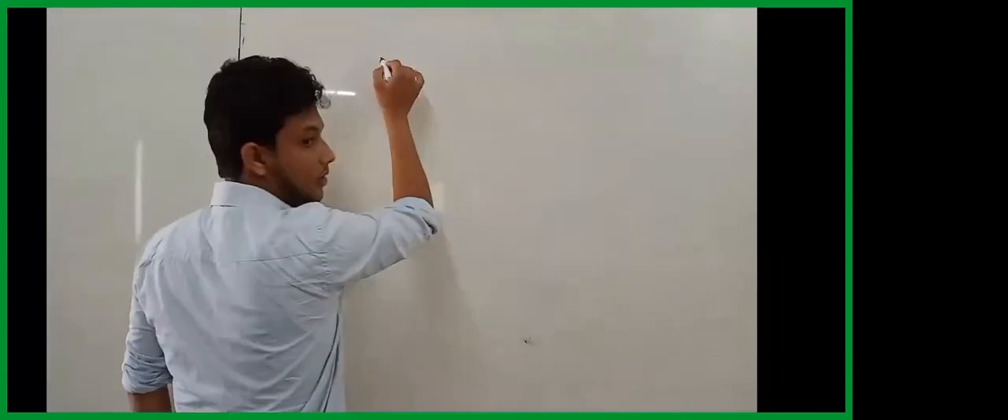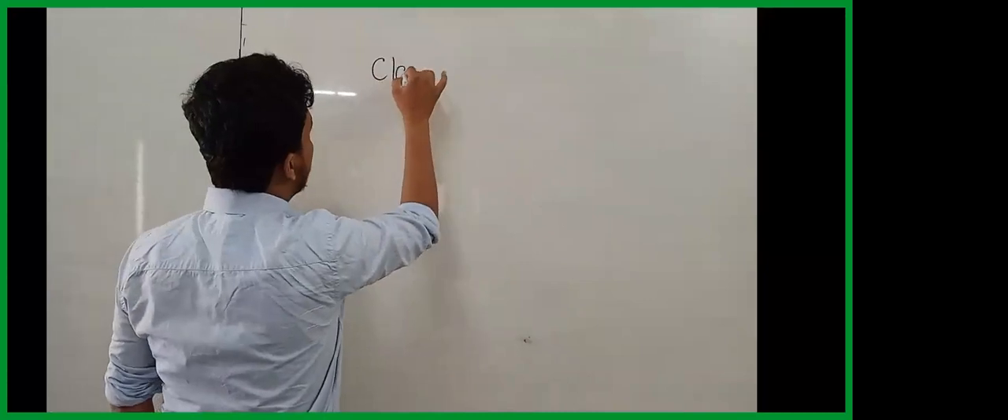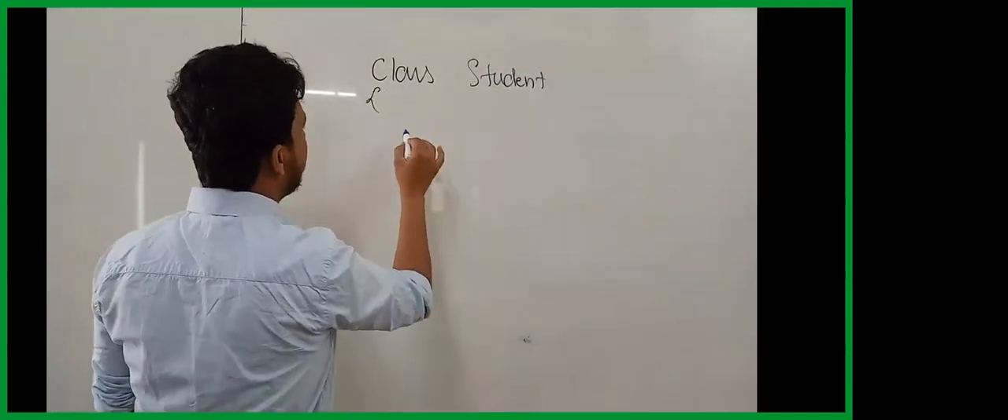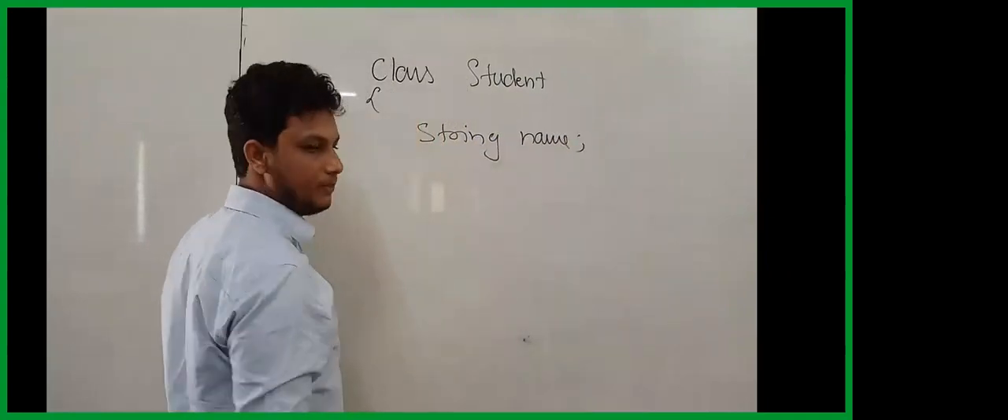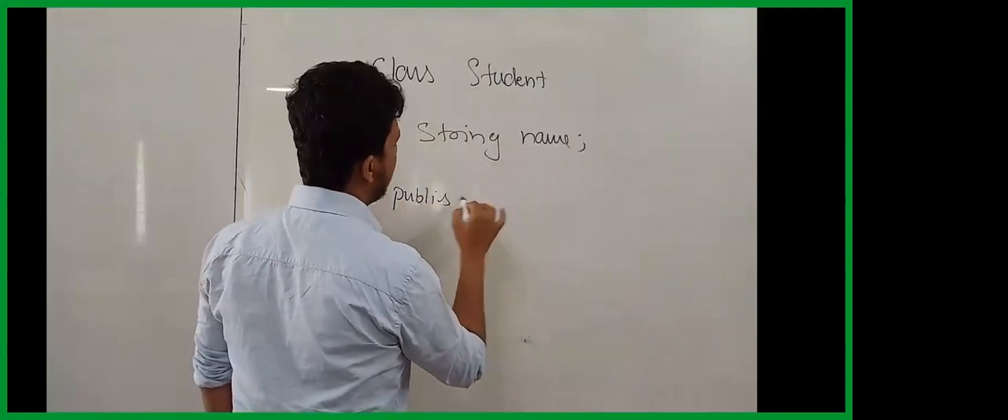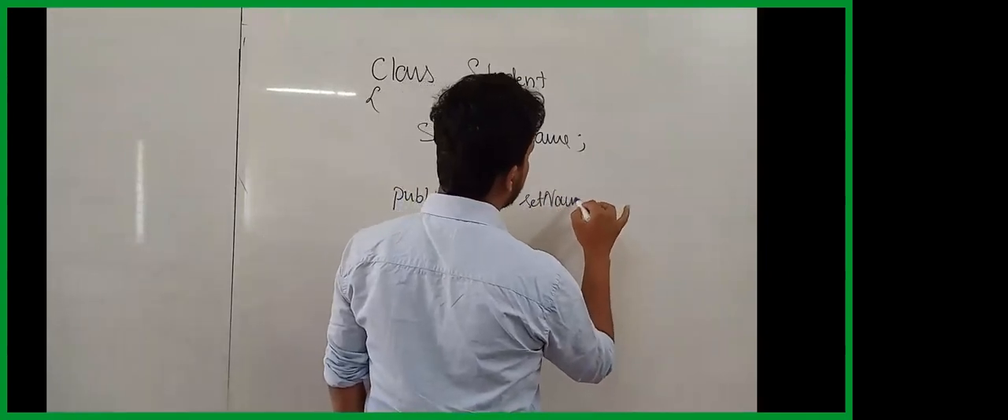Now assume that I have a class, and let me name it Student. Now what I'll do here is declare a variable, String name. Now we create a setter like this: public void setName.